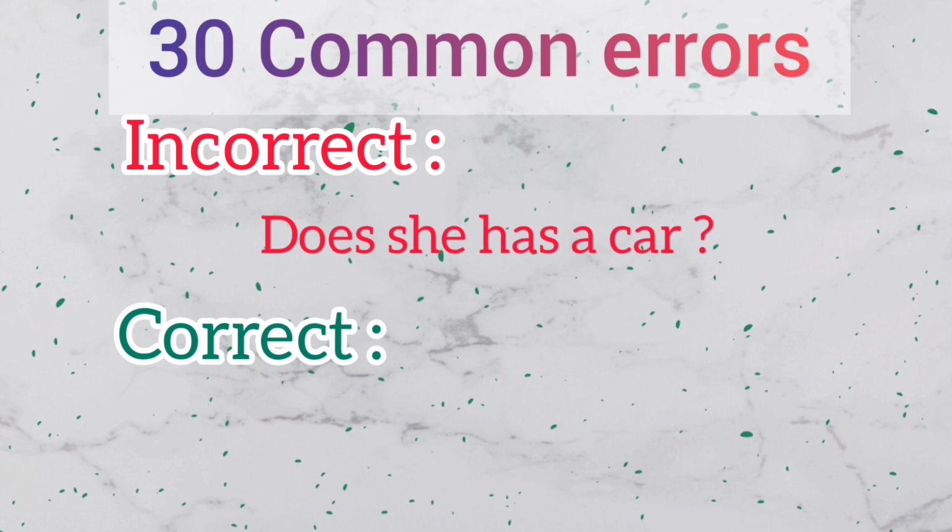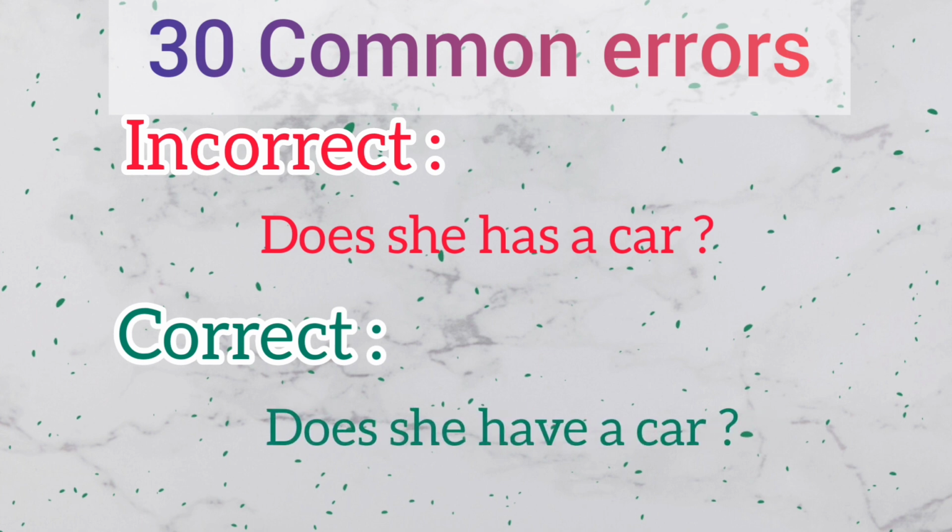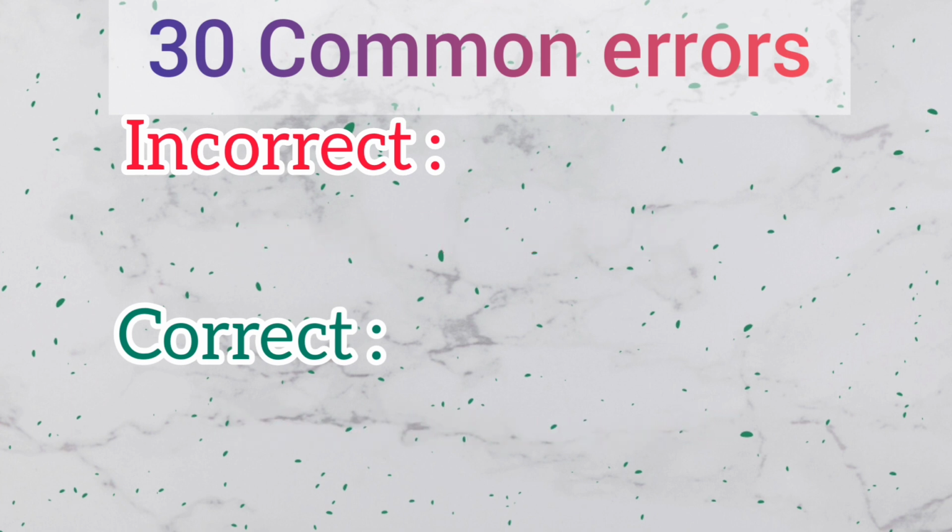So what about this sentence? Does she has a car? Here we should say, does she have a car? The helping verb does is used at the beginning and the main verb have denotes possession or ownership.